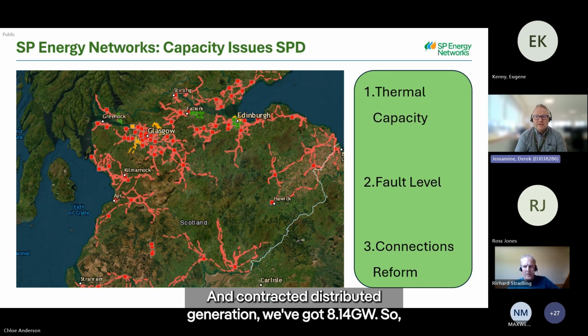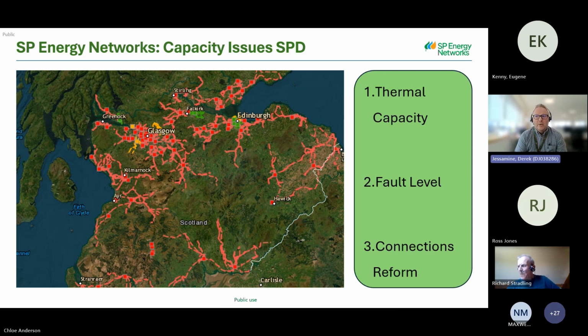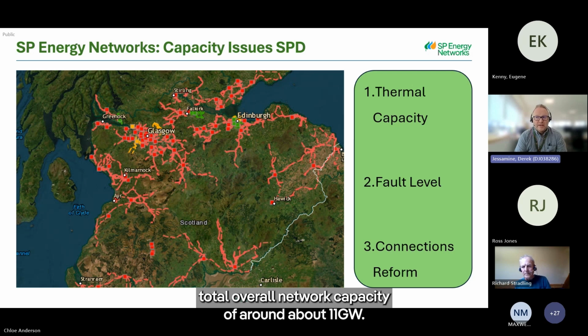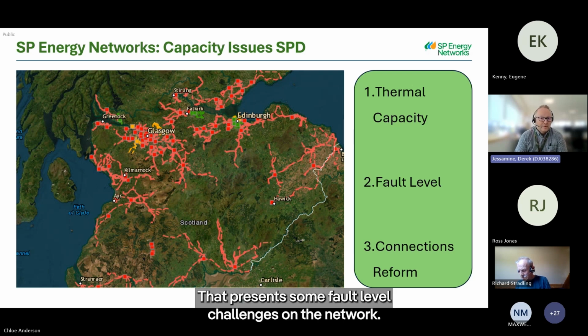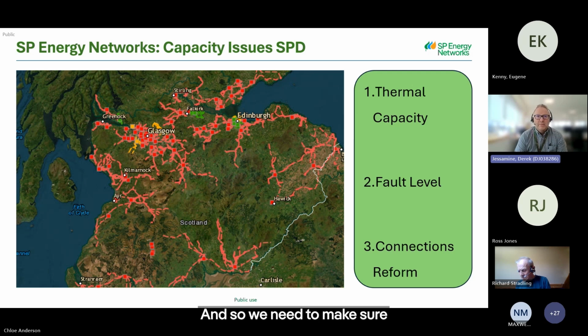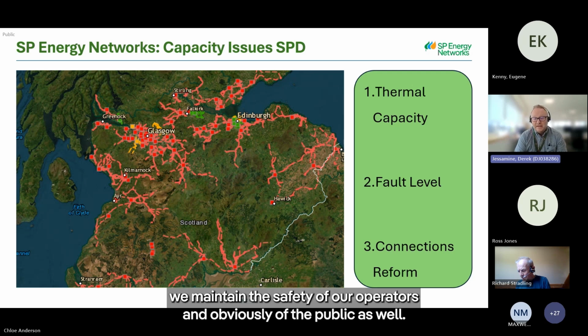And contracted distributed generation, we've got 8.14 gigawatts. So way more. The total position is 11.5 gigawatts contracted across the patch, with a total overall network capacity of around about 11 gigawatts. So we're at the limits from a thermal capacity point of view, and because there's so much local generation as well, that presents some fault level challenges on the network. So we need to make sure that all our plant is within design ratings, so that we maintain the safety of our operators and obviously of the public as well.